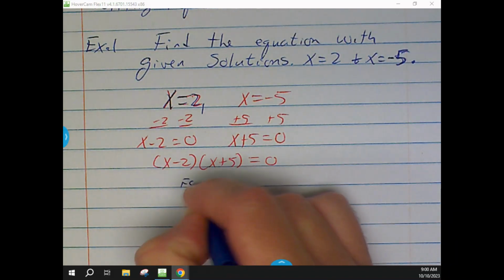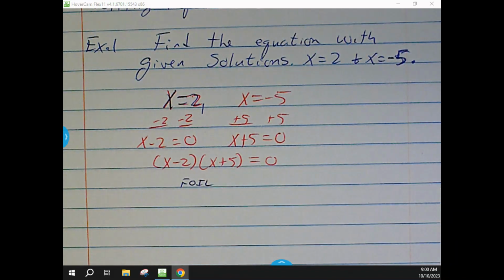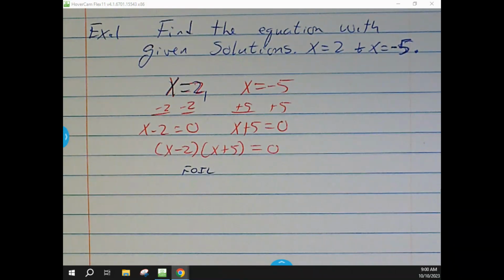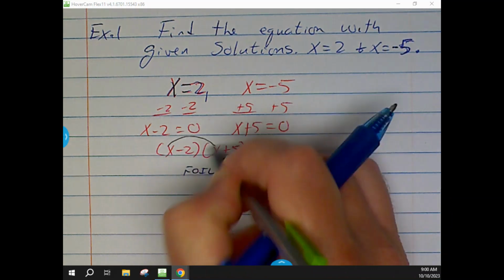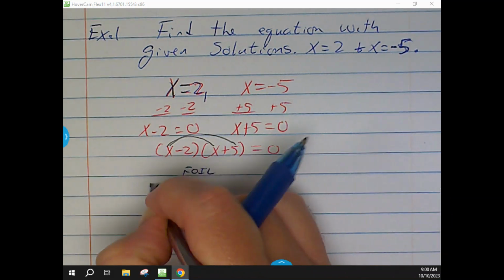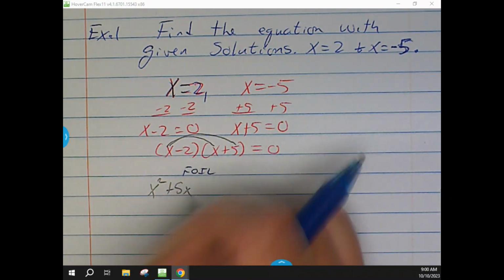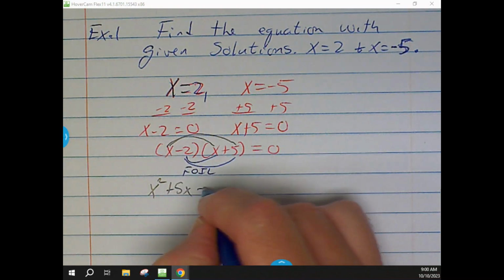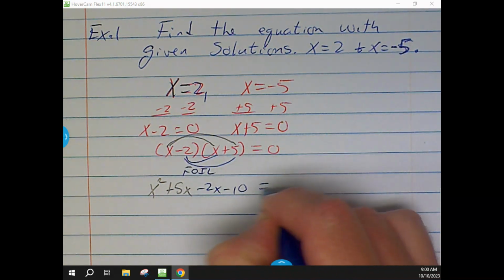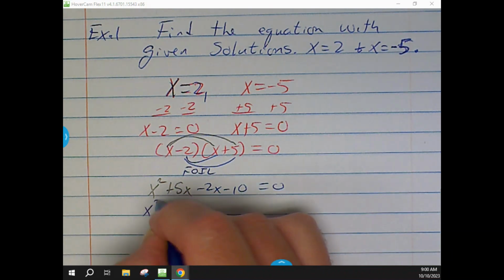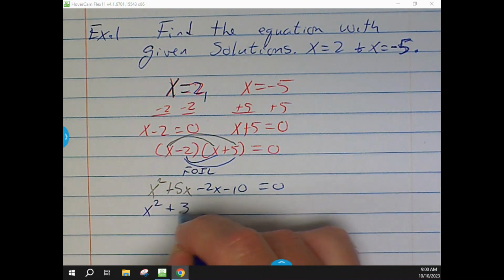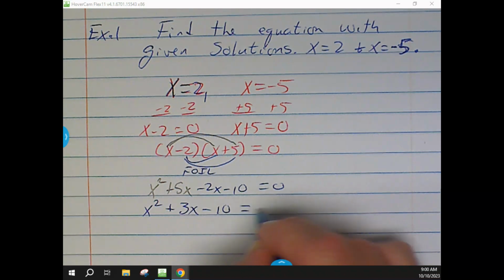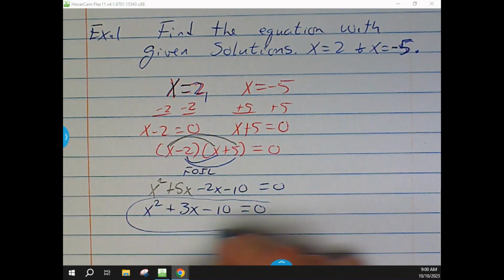And then from there, we go through the full method. So we're going to do x times x, x times 5. So we've got x squared plus 5x. We've got -2x and a -10. So one equation we've got would be something like that.